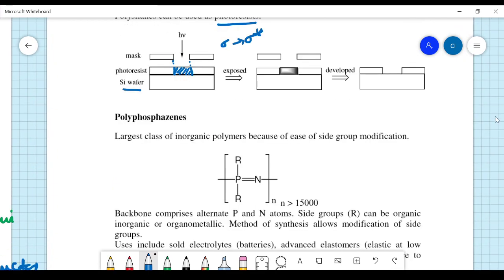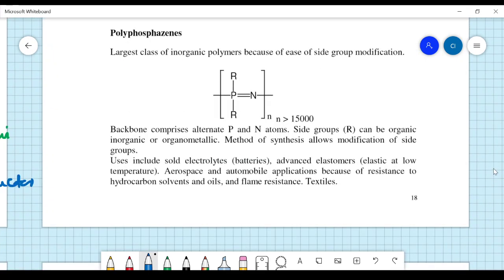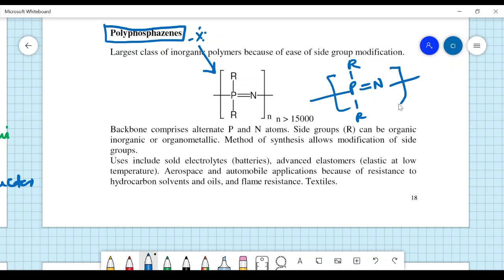And here is the polyphosphazene, the largest class of inorganic polymers because of the ease of side group modification. I think you have to remember this polyphosphazene, it is very important, and that pertains to this. You have to write the structure simply: P, R, R, double bond N. After writing this PR2N, you just have to extend these two lines and put a square bracket like this, so that it is called n, which is always greater than 15,000.